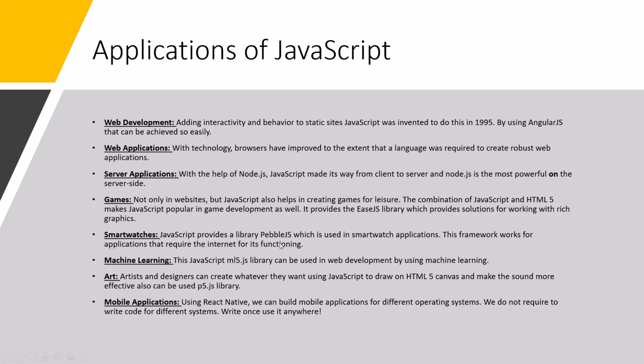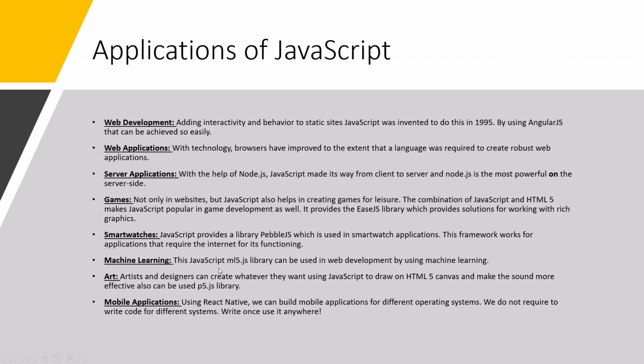Here I'm just giving examples of where we are using the JavaScript language. It is a very popular language used almost in all domains. We can see here web development, web applications, server applications, games, smartwatches, machine learning, art, mobile applications. Most platforms use JavaScript, with different libraries of JavaScript. For smartwatches, as I said, the Pebble.js framework or library is used in smartwatch applications. This framework works for applications that require the internet for their functionality.